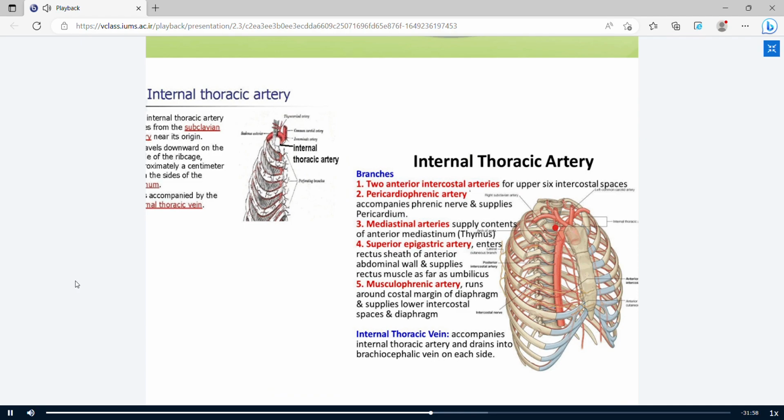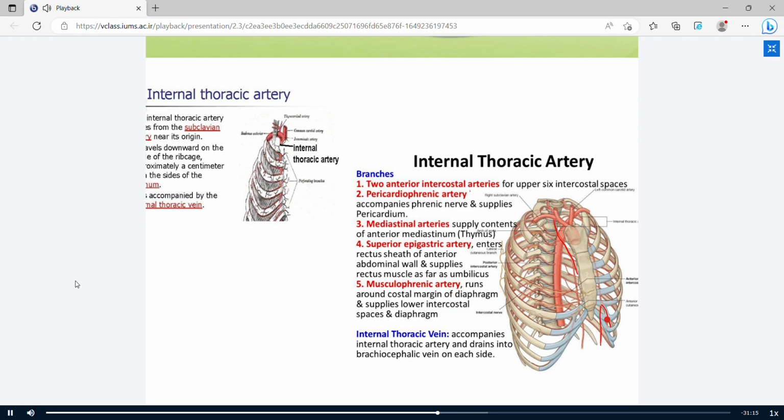This is the internal thoracic artery, raised from the first part of the subclavian artery. After that, it travels downward, posterior to the costal cartilage, and in each intercostal space has two anterior intercostal arteries. And finally, near the 6th intercostal cartilage, it is divided into its terminal branches, the superior epigastric artery and the musculophrenic artery.